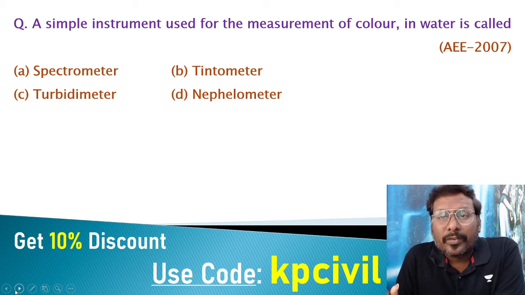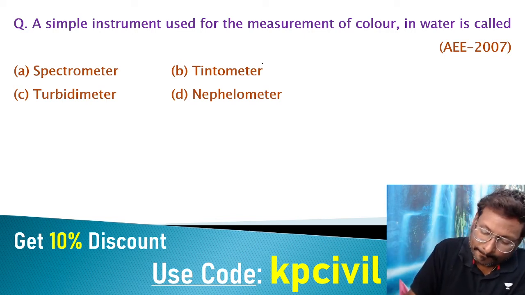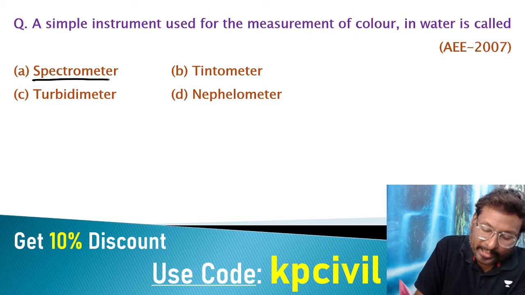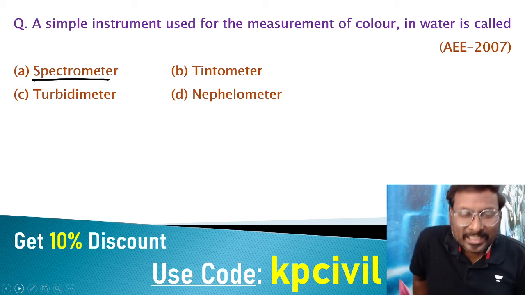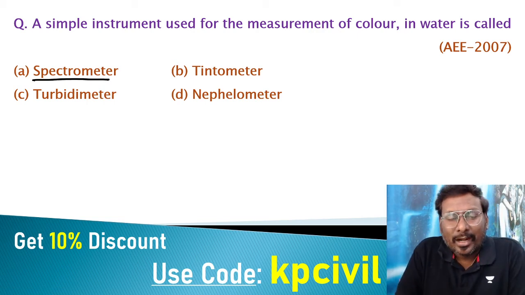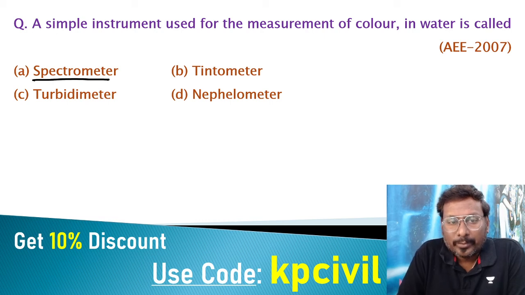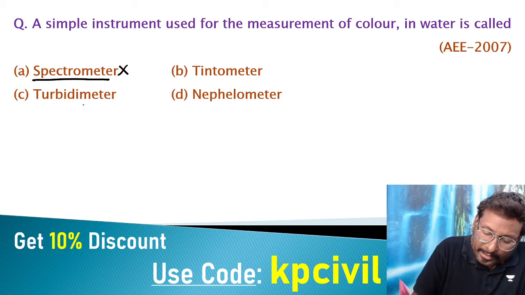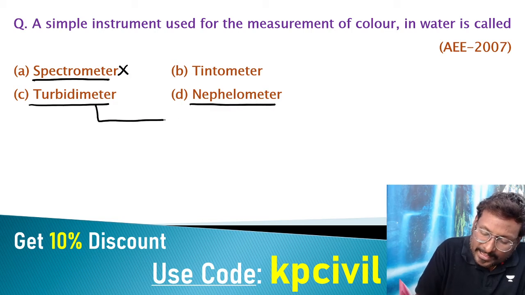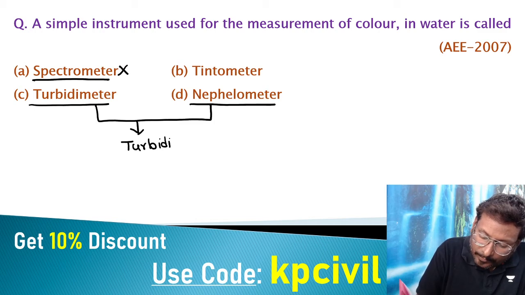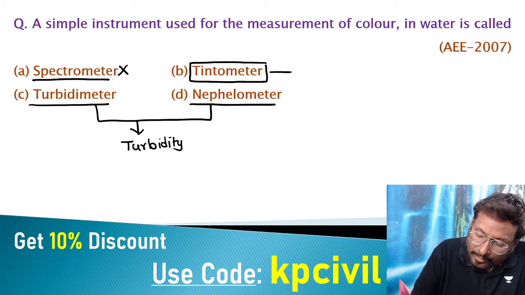Simple instrument for measurement of color. Spectrometer is for chemical concentration finding, we are not using spectrometer. Turbidometer is for turbidity. Nephelometer is also for turbidity, C and D. Turbidity measure करने के लिए. Then tintometer is for color. Tintometer is to find out color.